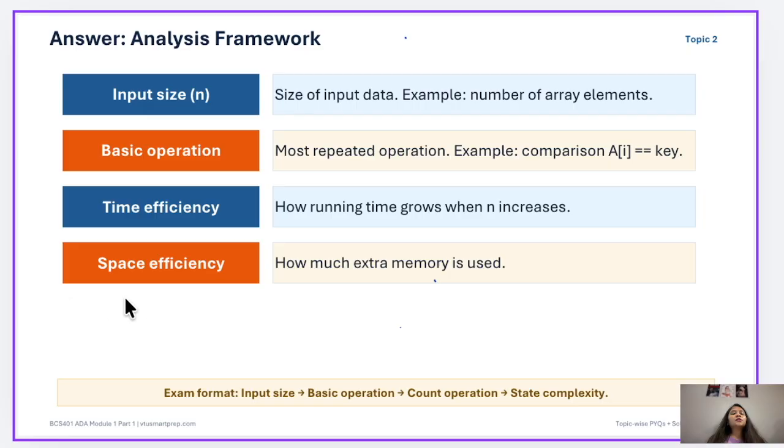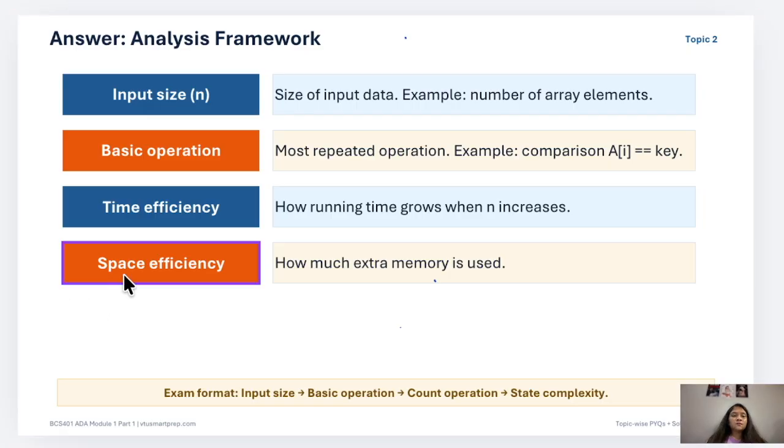The fourth point here is space efficiency. It tells you how much extra memory is being used by the algorithm. So in the exam format, you have to write the input size, then identify the basic operation, count how many times the operation has been executed, and how much time it is taking. When the input size increases, obviously time is also going to increase. This is very important. And then finally state the complexity and the space efficiency.